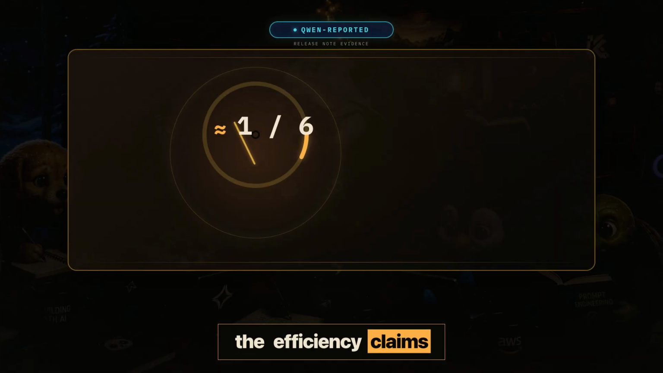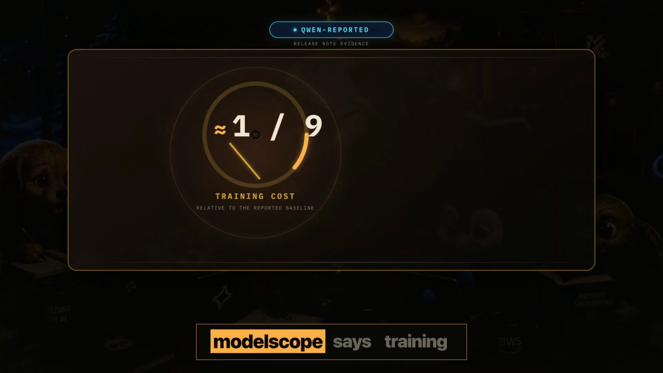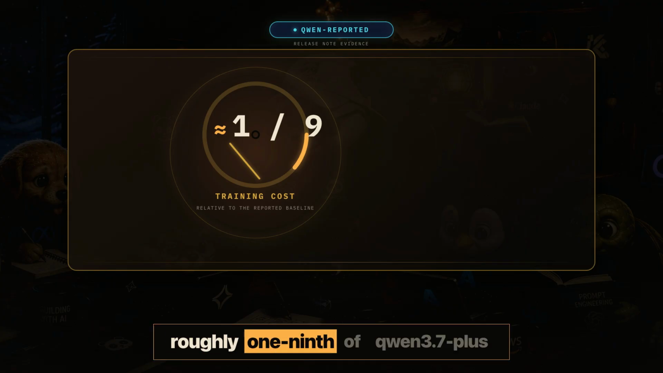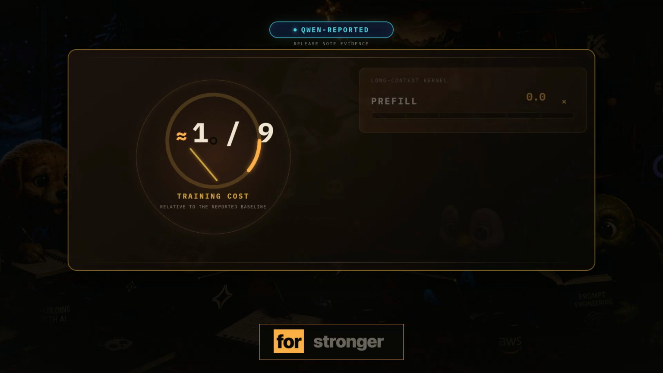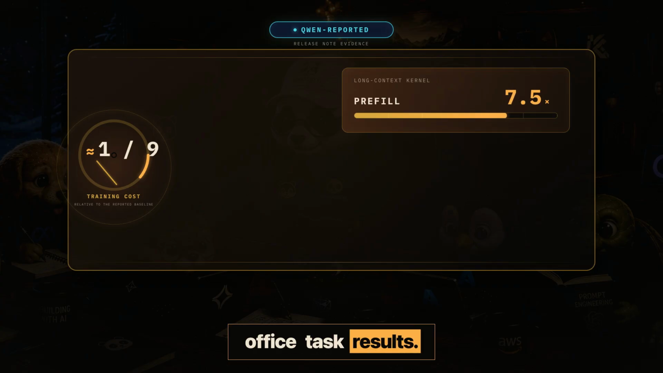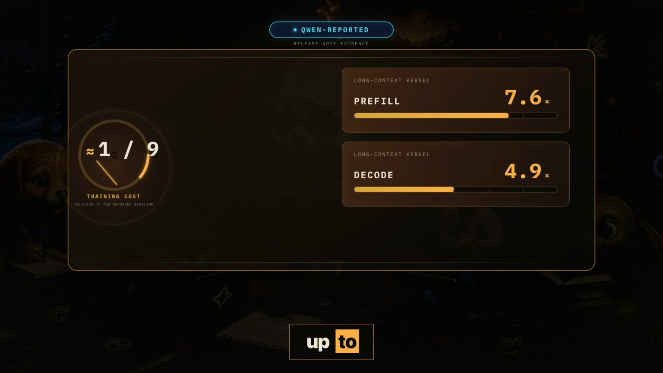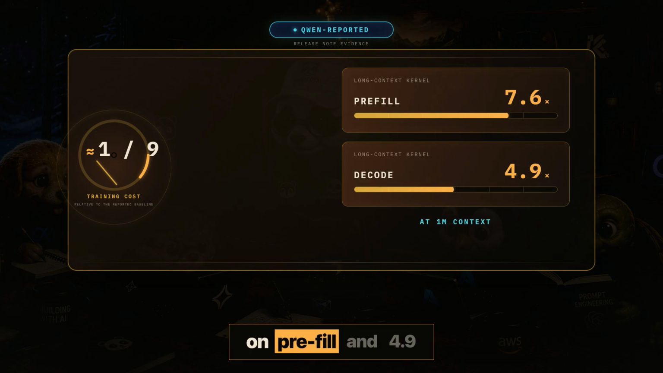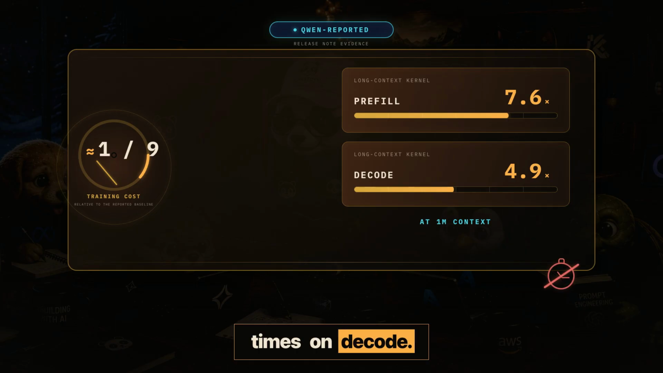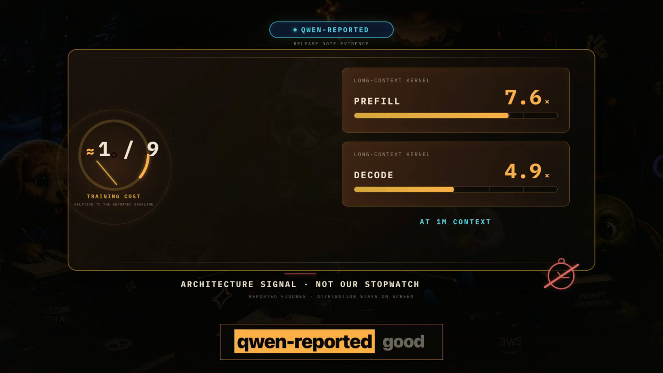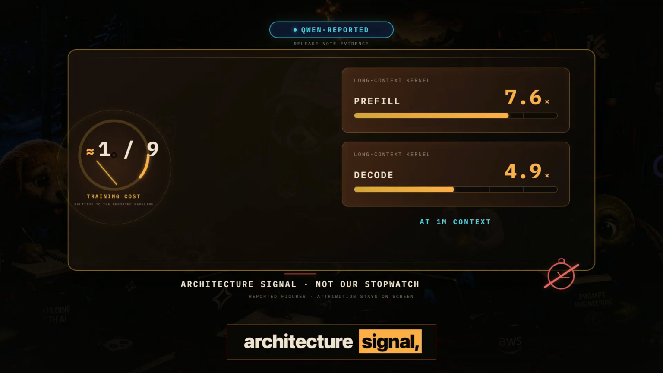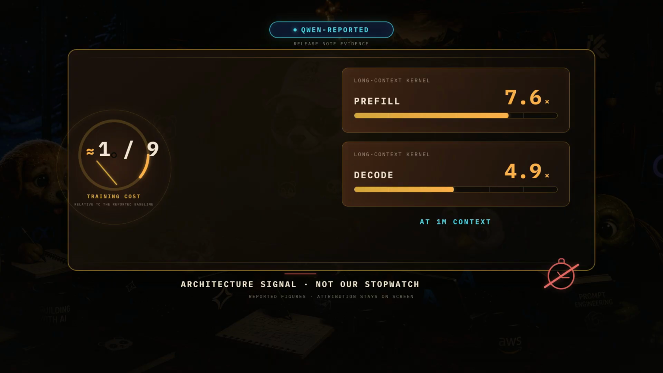The efficiency claims are just as interesting. Model Scope says training cost was roughly 1/9 of Qwen 3.7 Plus for stronger coding and office task results. At 1 million token context, it reports attention kernels up to 7.6 times faster on prefill and 4.9 times on decode. Again, Qwen reported, good architecture signal, not a cabin stopwatch.